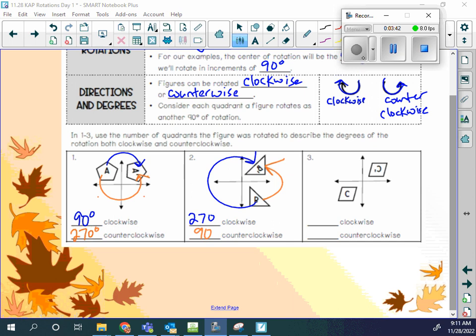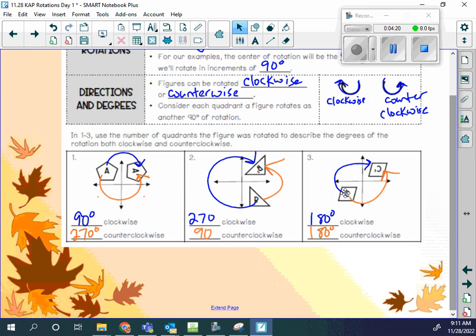Okay, let's see. From here to here, what did it do? 180 clockwise. And counterclockwise, what did it do? 180. Now let me ask you a question. Does it really matter on the 180 if we say clockwise or counterclockwise? Why not? Because it's the same thing. It ended up in the same place. It doesn't matter which way. If I'm facing the back wall and I say I'm going to do a 180, where am I going to end up? Facing the front. Does it matter if I turn to my right or if I turn to my left? No. 180 is 180.